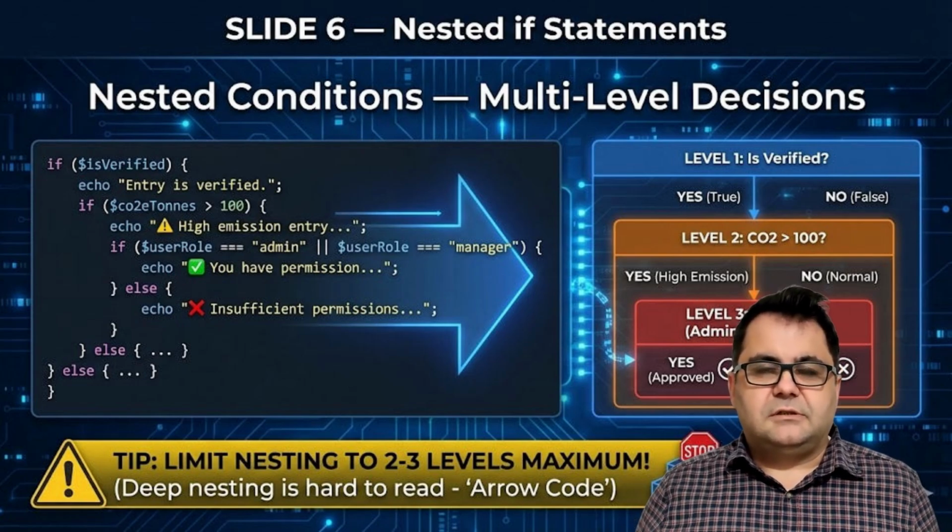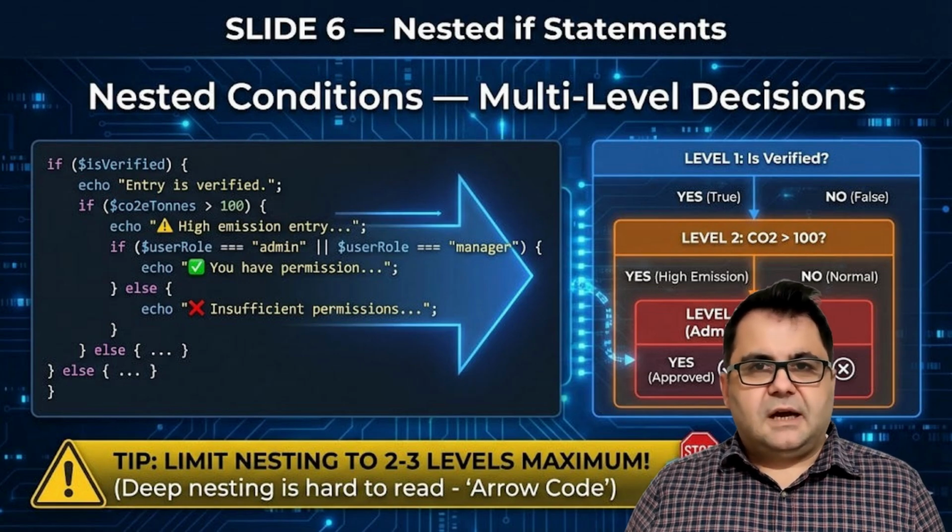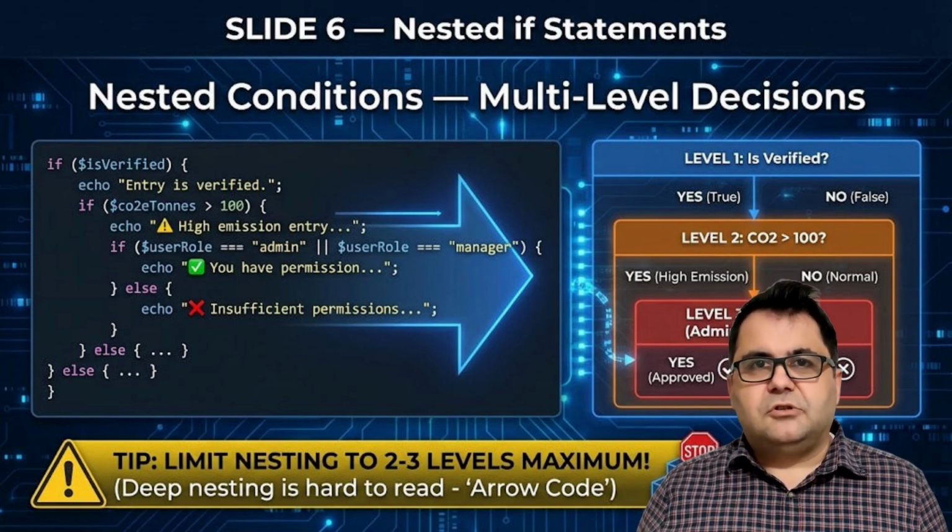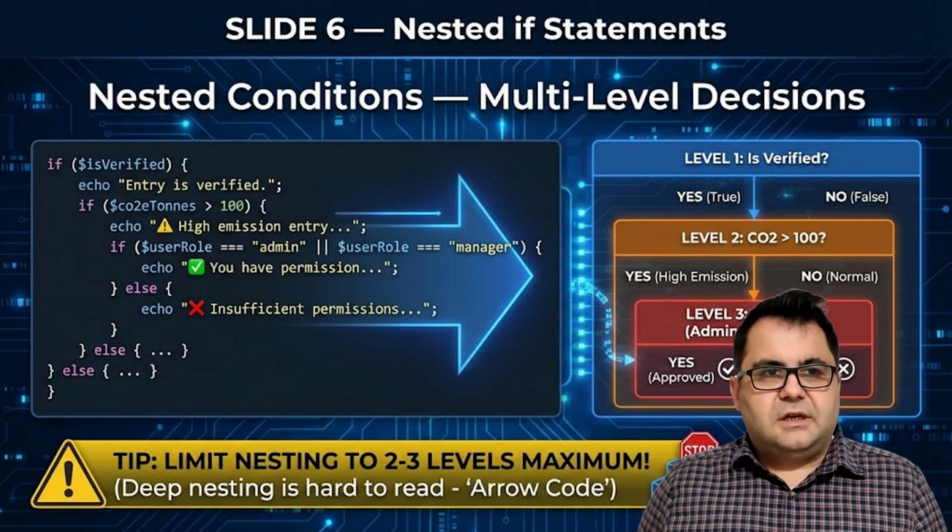You can nest if statements inside each other for multi-level decision-making. Here we check 3 things. Is the entry verified? Is it a high emission? And does the user have permission to approve it? Each level narrows the context.